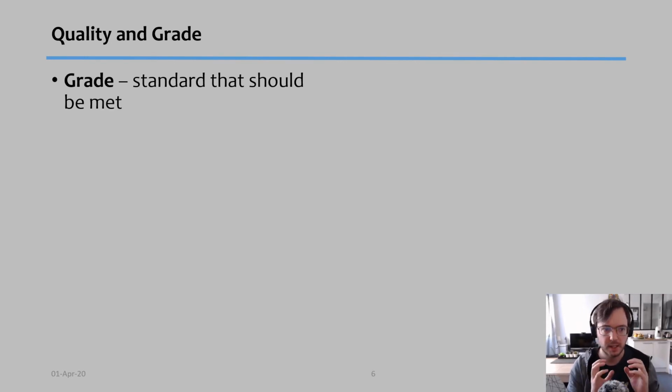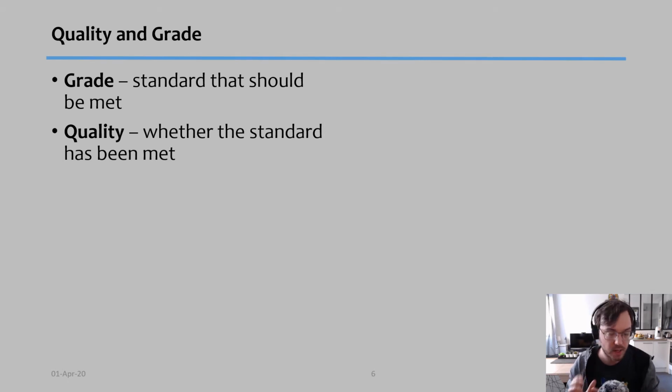Quality, so let me actually start with grade. Grade is the standard that should be met, in other words, what should be achieved, while quality is whether or not that standard has been met. Okay, so for example, let's imagine that every day I have to drive to work.